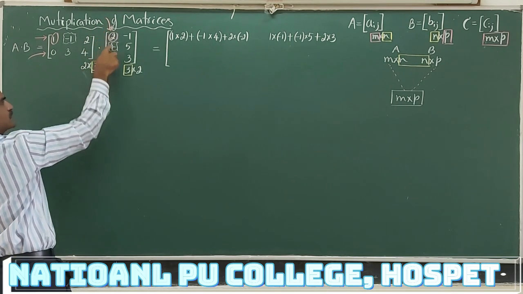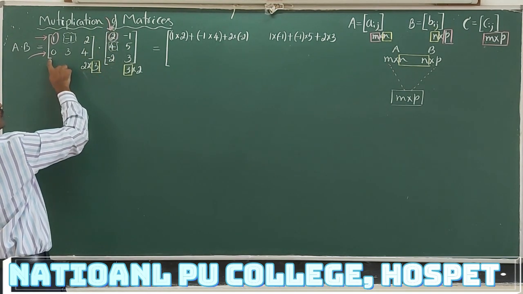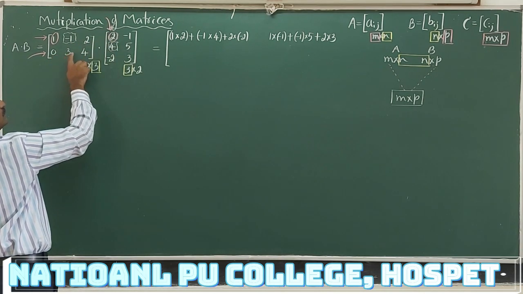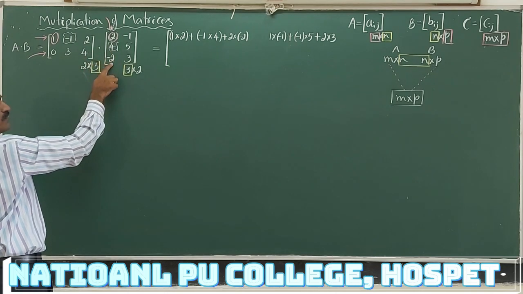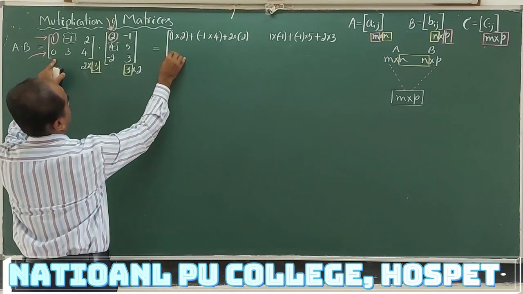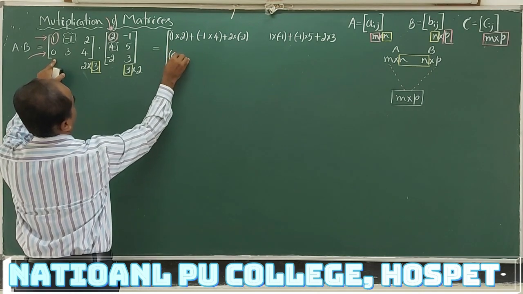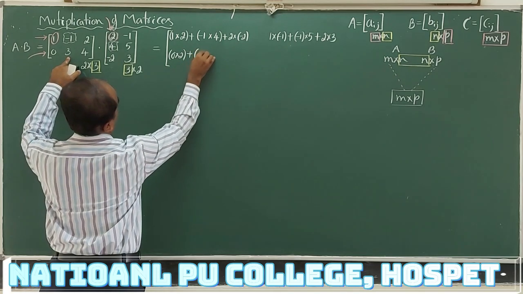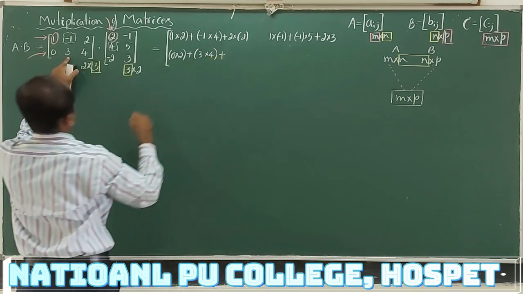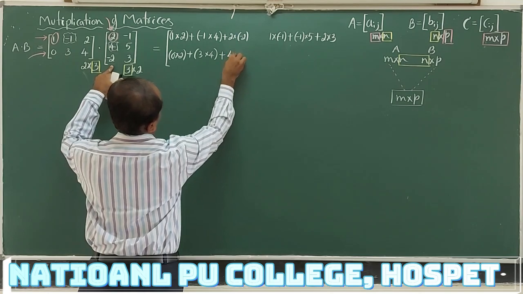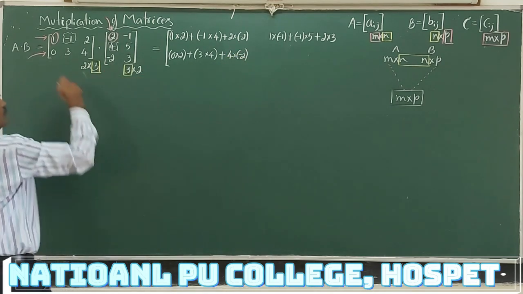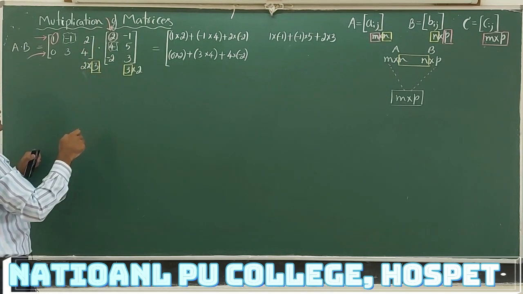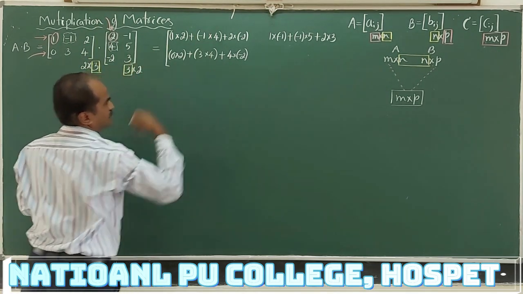Again take first column elements of second matrix, go on making the pairs. What are the pairs of elements now? 0, 2, 3, 4, 4, -2. Now let me write the resulting element. 0 into 2 plus 3 into 4 plus 4 into minus 2. First row, second row, first column. Where to place this resulting element? Yes, in the second row, first column.